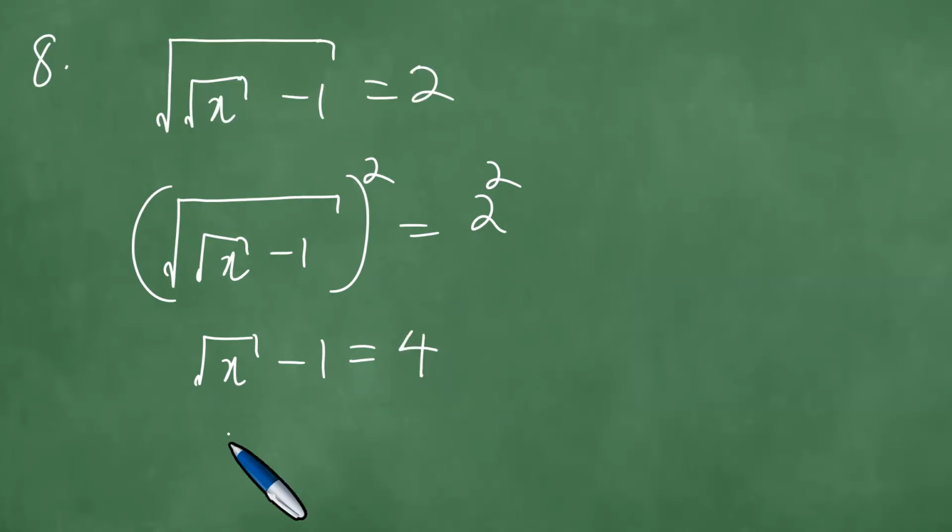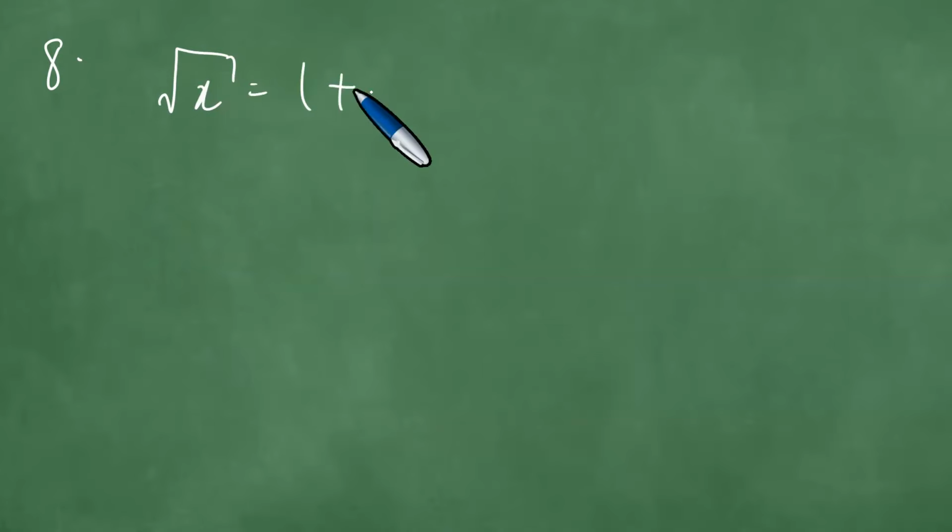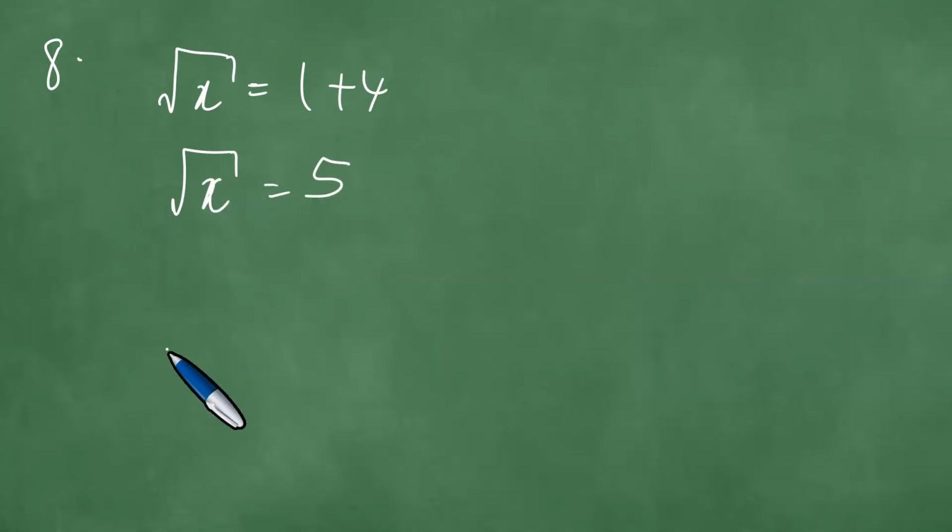I said 4, and then I dealt with that other 1. Okay, so you can transpose the 1 to the other side, so that you have 1 plus 4. All right, so that now you have the square root of x and you have 1 plus 4. What is 1 plus 4? I said 5.